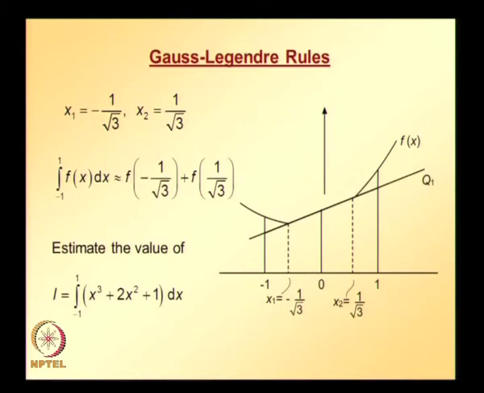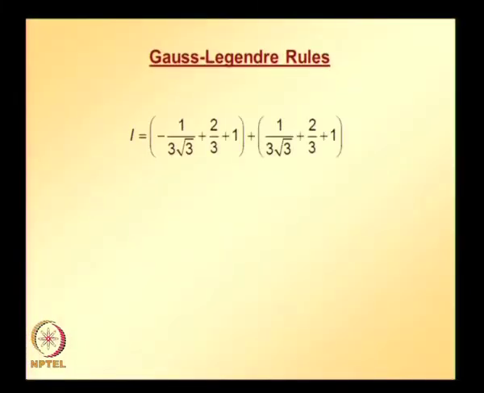So we estimate the value of this integral, and the highest order of the integrand here is 3, and let us evaluate this integral using the 2-point Gauss-Legendre rule. So we need to evaluate the function by substituting in the previous equation x is equal to minus 1 over root 3 and x is equal to 1 over root 3, we get this, and it turns out that the approximate solution is the same as the exact solution.